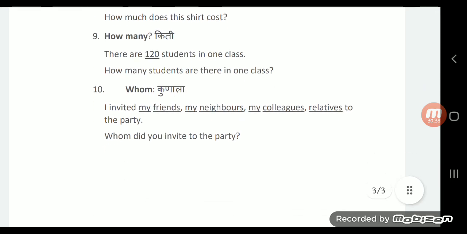Here you can see the sentence. Whom did you invite to the party? कुणाला. So answer is, I invited my friends, my neighbors, my colleagues, relatives to the party. Okay, understood. Whom is कुणाला, whose is कुणाचा and कुणाची, and who is simply कोण. Okay, look at different questions, from that you can get an idea.